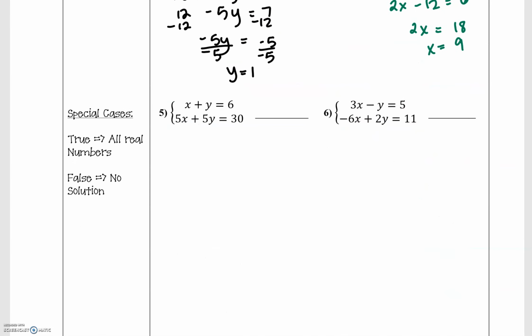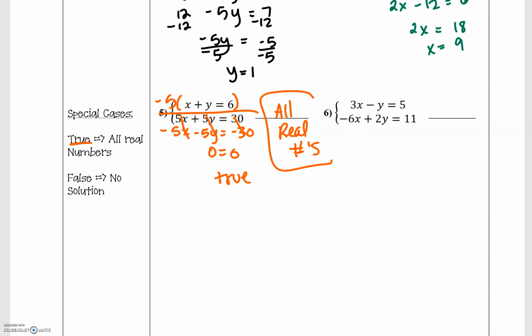All right, what happens here? I'm going to use elimination because it's a little bit easier, because I could just multiply this by negative 5. So that gives me negative 5x, negative 5y, and negative 30. So notice this cancels, this cancels, this cancels. That's 0 equals 0, which is true. And when something is true, it's all real numbers that would work as an answer. So everything basically is going to work.